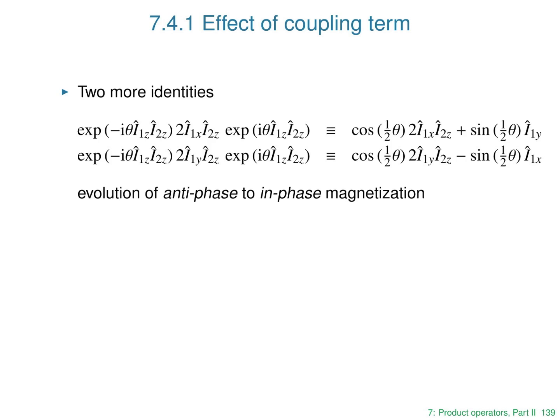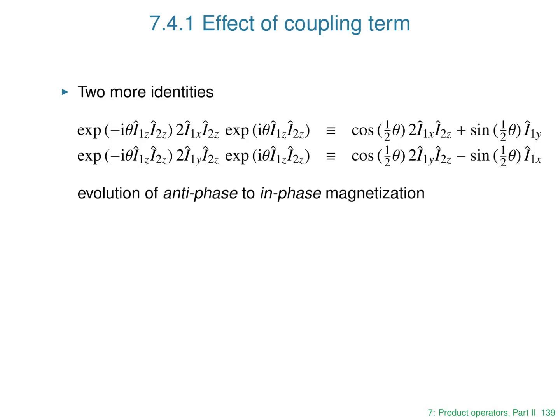Now we just need to tidy this up by thinking about the problem the other way round. So if I start with an anti-phase term, like 2I1x I2z, and I allow that to evolve under the coupling, what happens to that? Well, these are the identities you'll need, and you'll see there that the antiphase term goes to the in-phase term. So under coupling, you just have this exchange between the antiphase and the in-phase terms. Notice it's the half angle again.